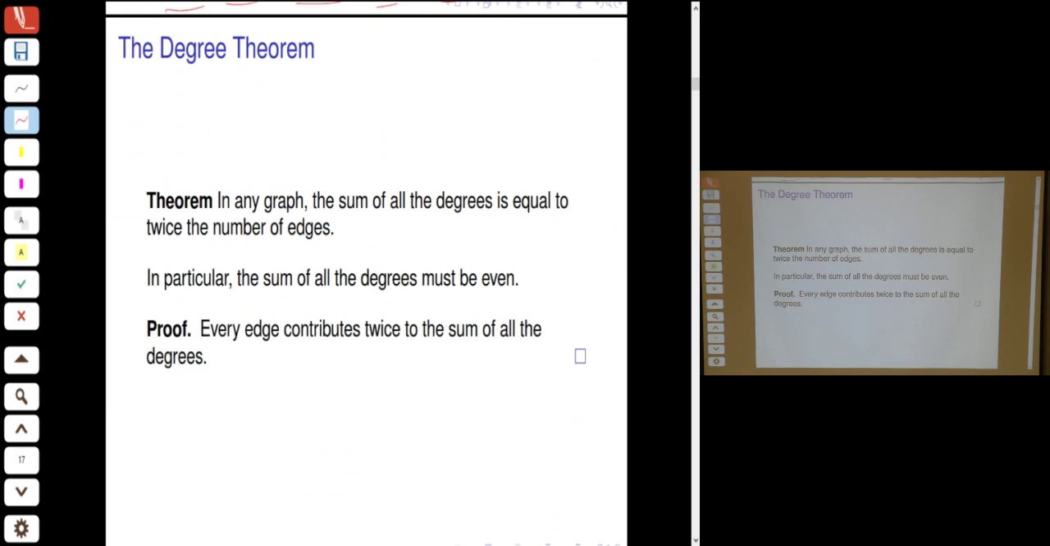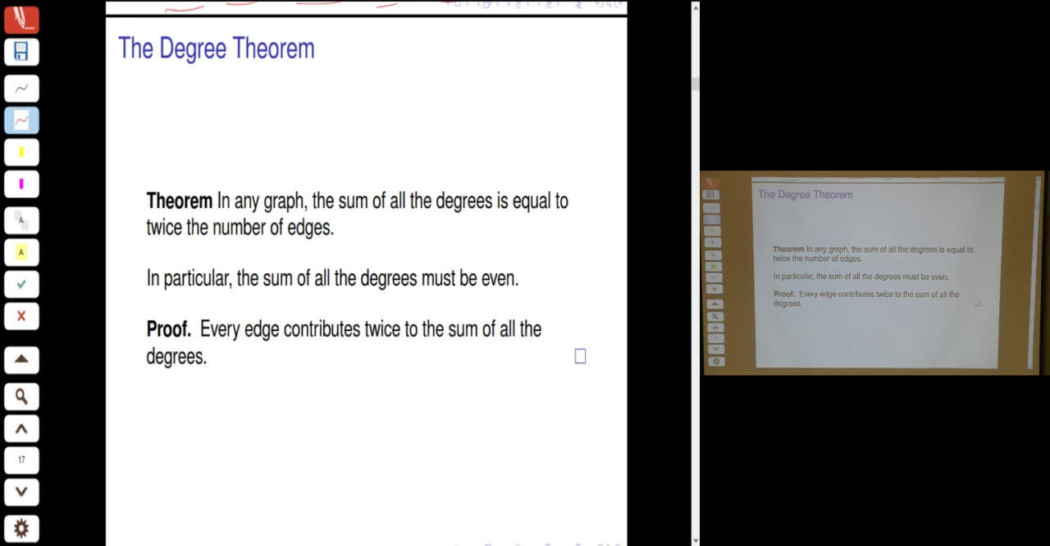So, here is a very basic result. This is the degree theorem. In any graph, the sum of all the degrees is twice the number of edges. Every vertex has a degree, right. So, to every vertex you attach an integer which is the degree of that vertex. Now, what happens if you sum up all these degrees over the various vertices? The answer that you will get will exactly equal 2 times the total number of edges in that graph. Okay.